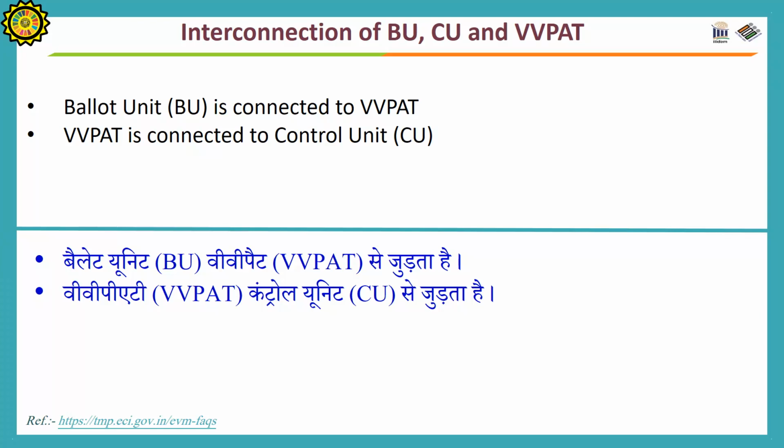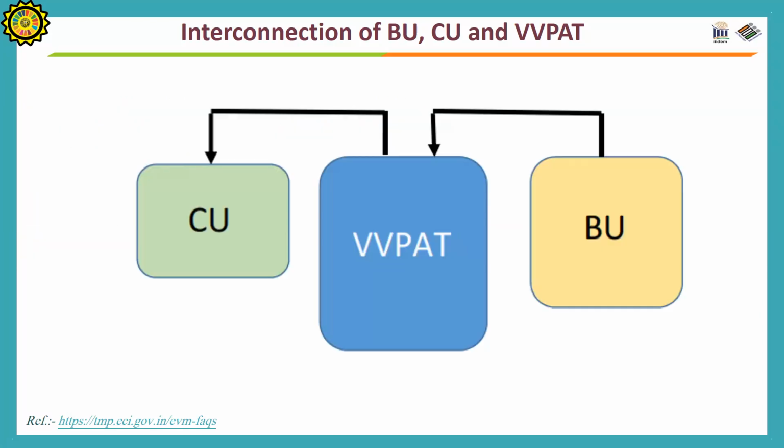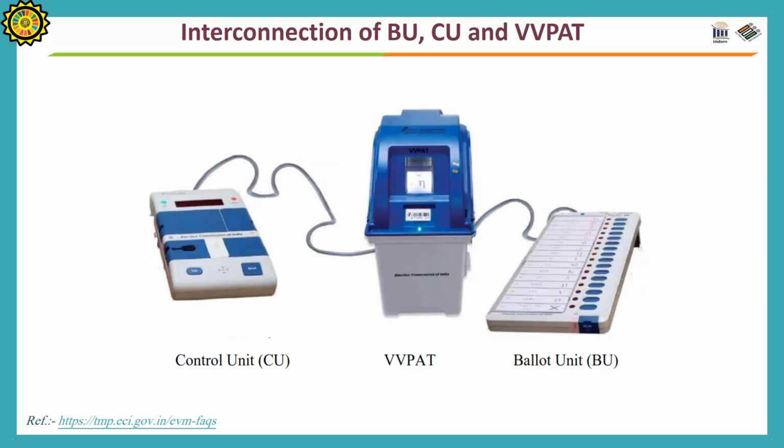Interconnection of ballot unit, control unit and VVPAT. Ballot unit is connected to VVPAT and VVPAT is connected to control unit. So in this block diagram you can see ballot unit is connected to VVPAT and VVPAT is connected to control unit. Again in this diagram we can verify BU is connected to VVPAT and VVPAT is connected to CU.